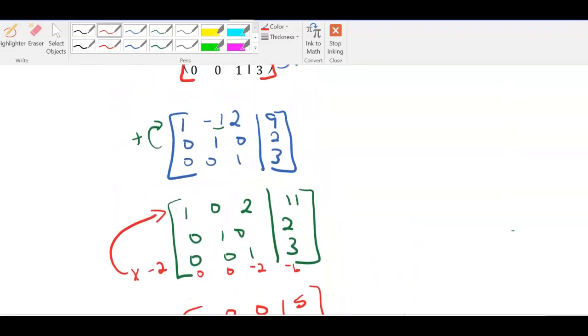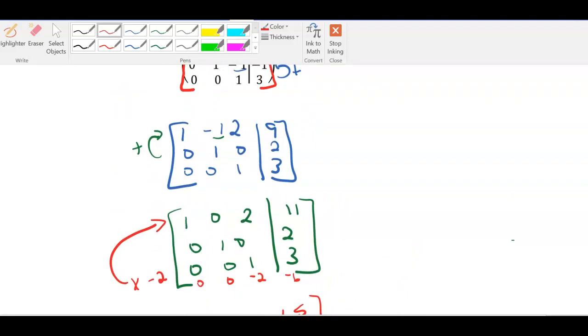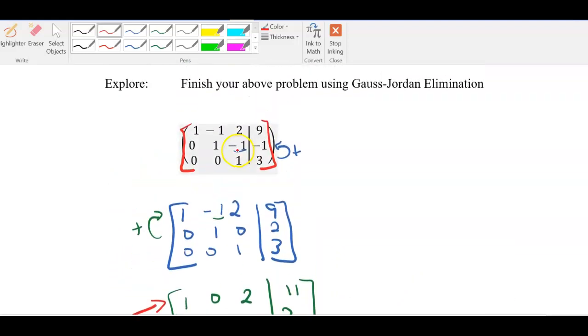Okay, I hope you did a good job. I'll show you what I did. Remember, you can do it in any order you want. The first thing I got rid of was this negative 1. So I took this row and added it to this row, which means row 2 and row 3 stayed the same. 0 plus 0 is 0. 0 plus 1 is 1. 1 plus negative 1 is 0. 3 and negative 1 is 2.